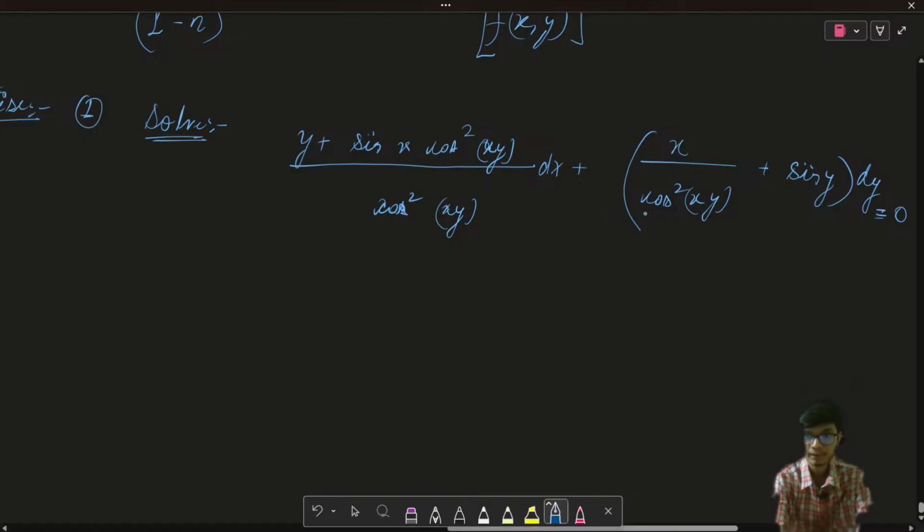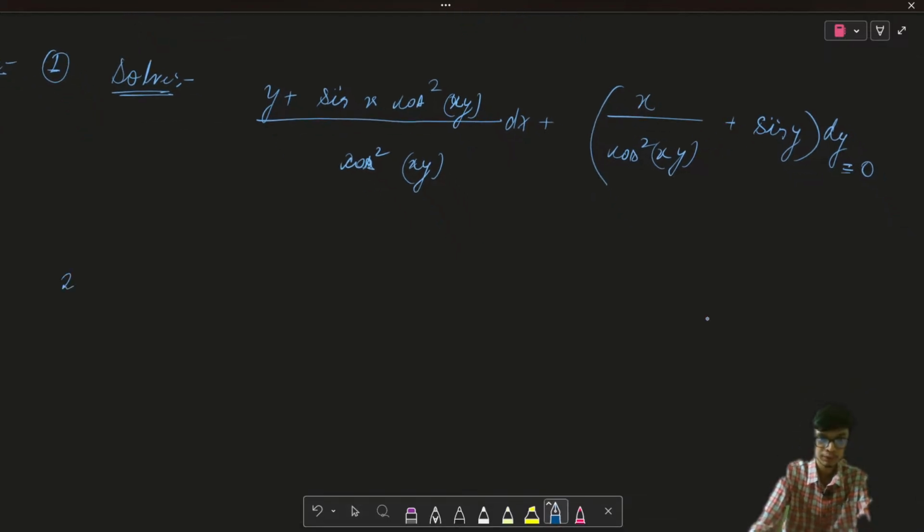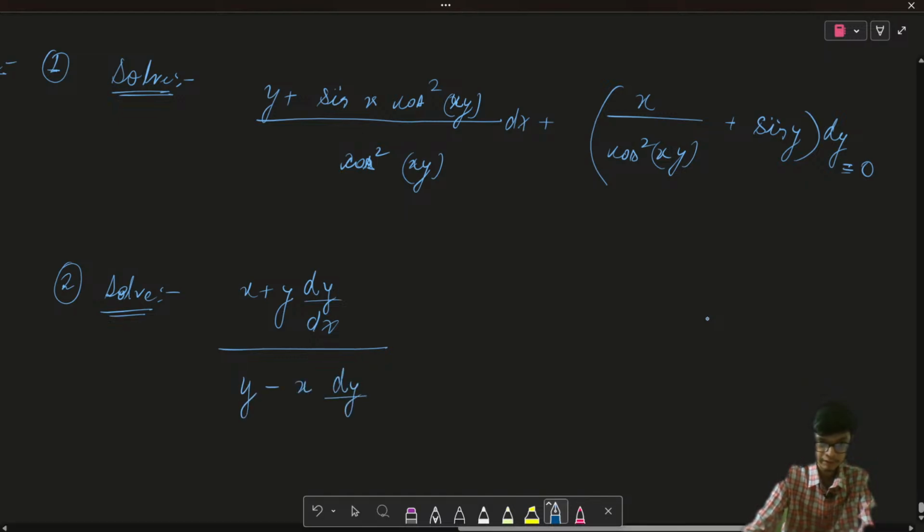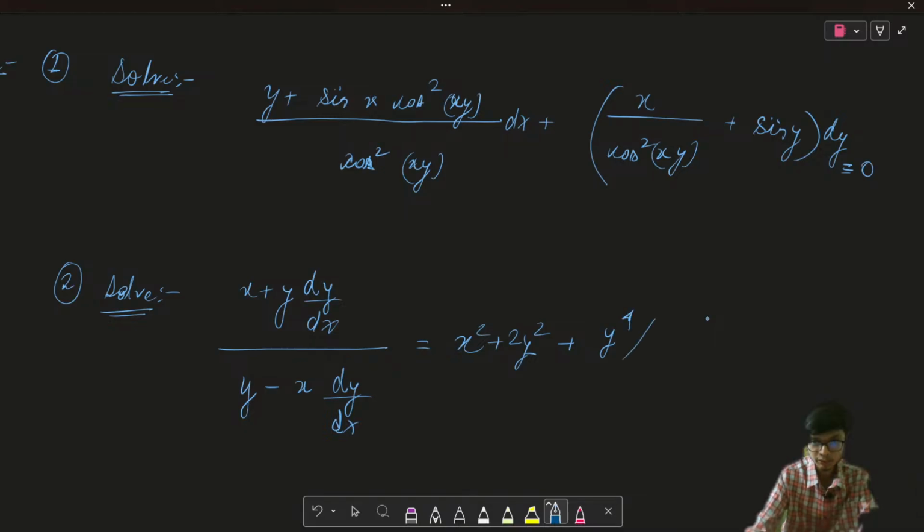And one more problem I would like to give to all of you is that please try to solve this particular form of the differential equation: (x + y dy/dx) / (y − x dy/dx) = (x² + 2y² + y⁴) / x². Okay, so these are the two problems. You can try to practice them as homework problems. Please try to solve these two problems and let me know the solutions of these problems in the comment section.